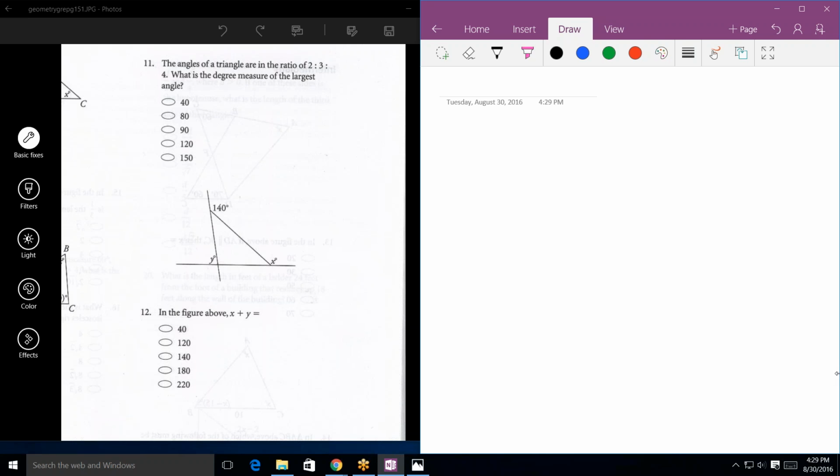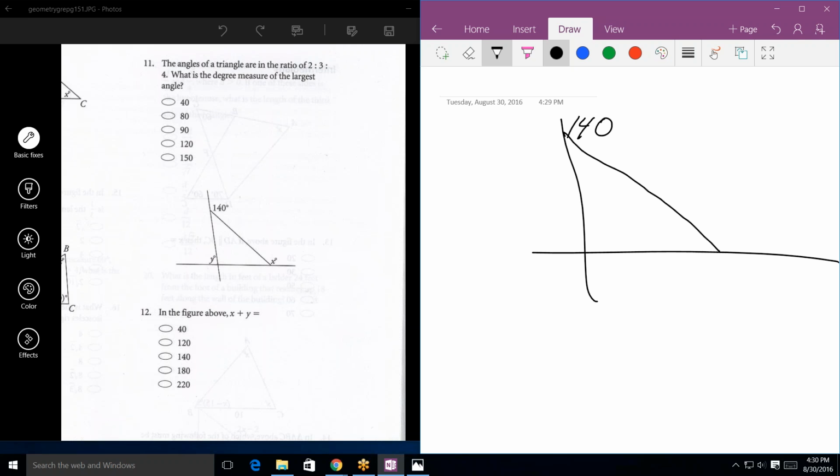Okay. In the figure above, x plus y equals, okay. So we'll use the linear angles property to figure out that missing angle would equal 40 degrees. And we don't need to find out those other two angles. So there's 40.